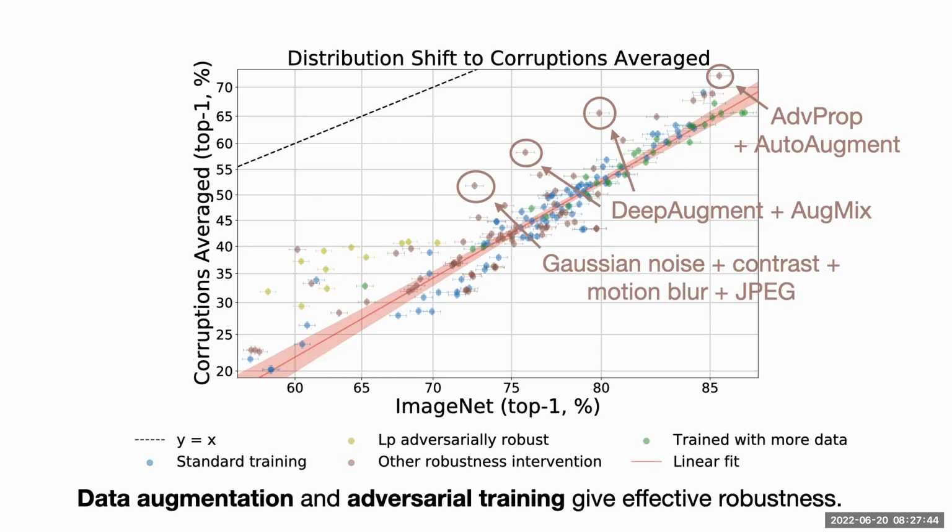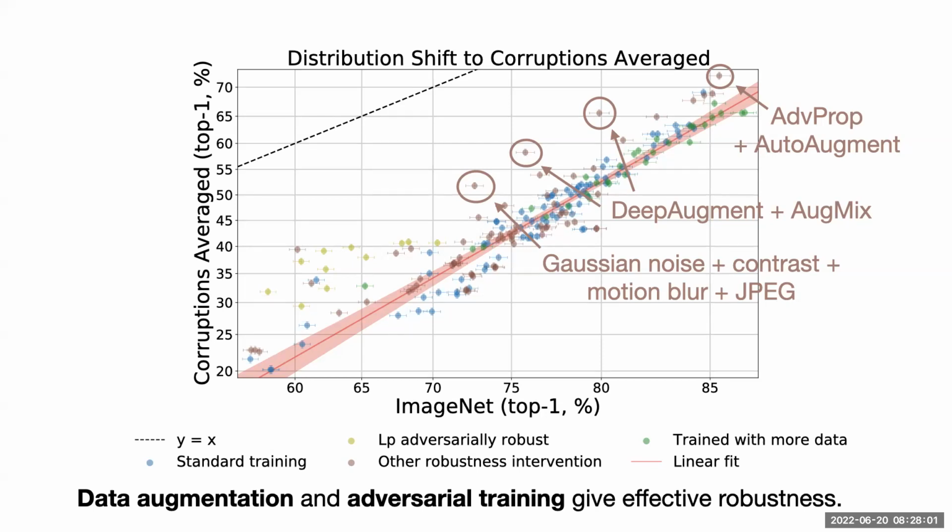Instead, the models that stand out here are some of these brown points, and the ones that achieve the highest robustness are all special kinds of data augmentation. So the more sophisticated data augmentation you do here, the more robustness you get to these corruptions.